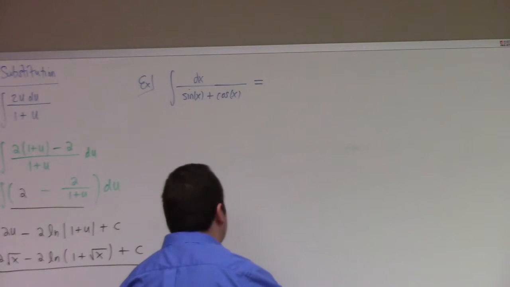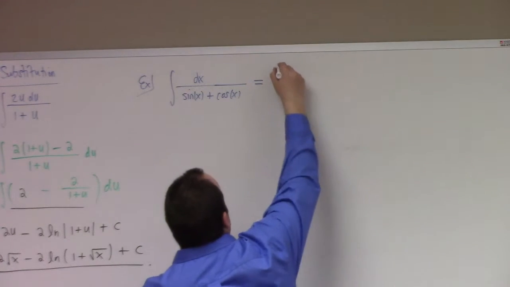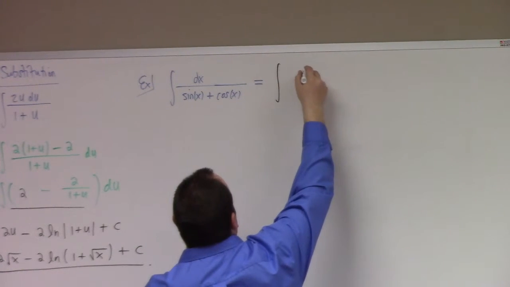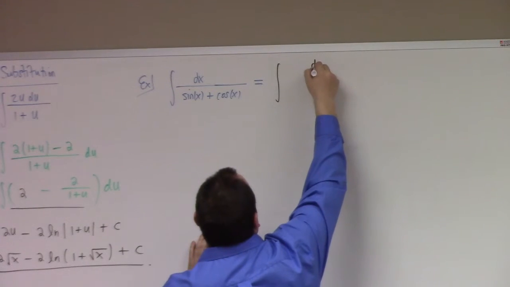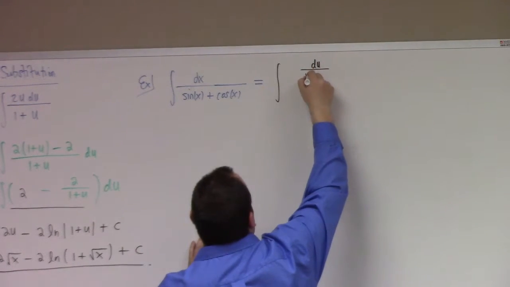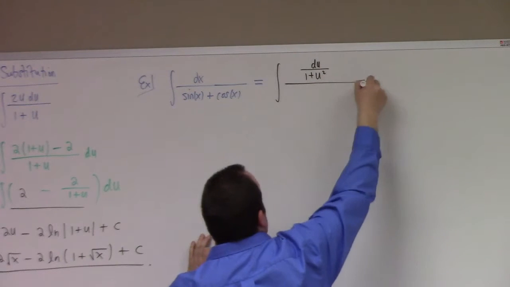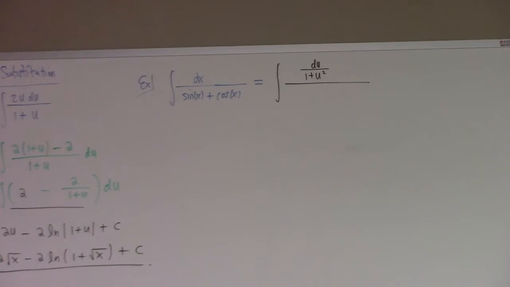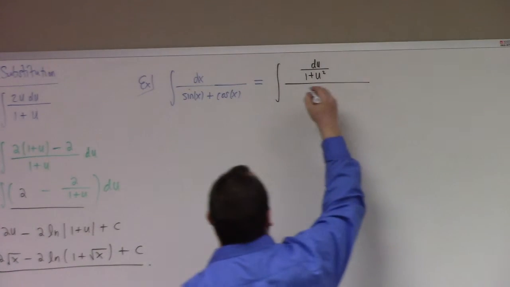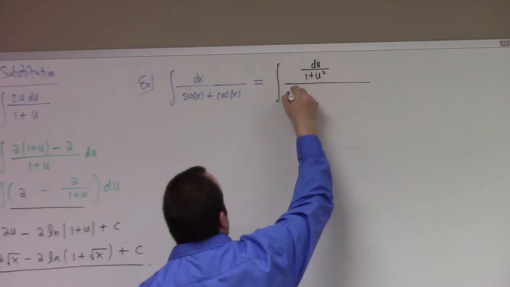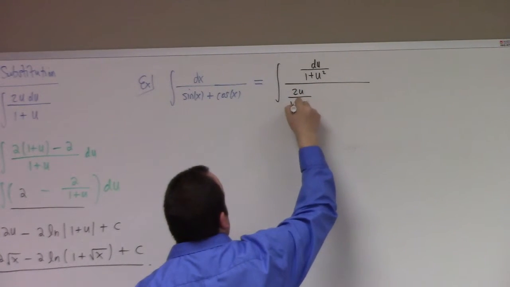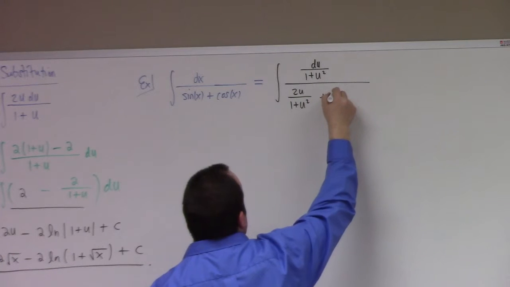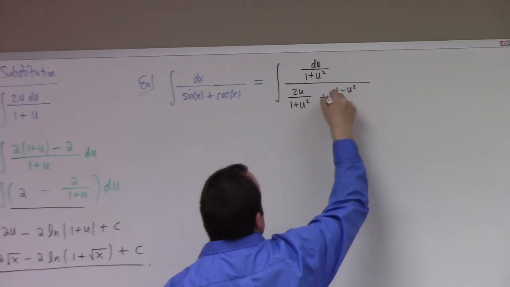make those substitutions. So what do we have? What's dx? du over 1 plus u squared, right? That's my dx to start with. Now I've got what? What was sine x? We worked it out. It was 2u over 1 plus u squared. What was cosine x? 1 minus u squared over 1 plus u squared.